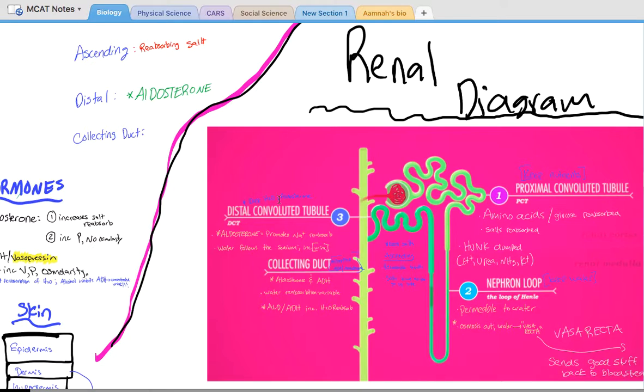Aldosterone works at the distal convoluted tube. Aldosterone promotes Na+ reabsorption, and water follows the sodium ions to increase the concentration of urine because it's moles divided by liters of solvent, and liters will decrease. In the collecting tube, aldosterone and vasopressin will work on it.